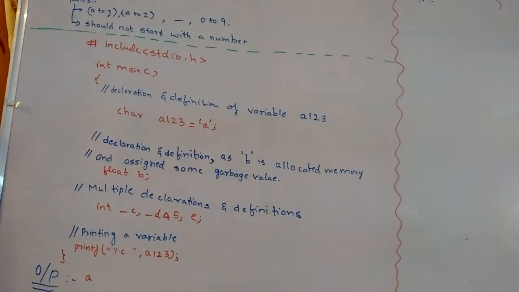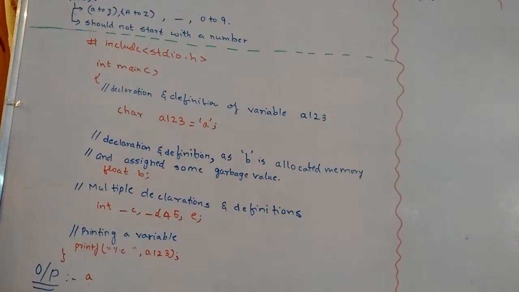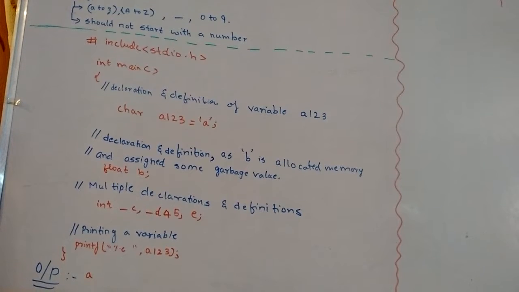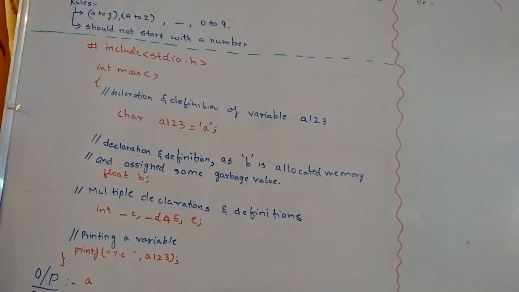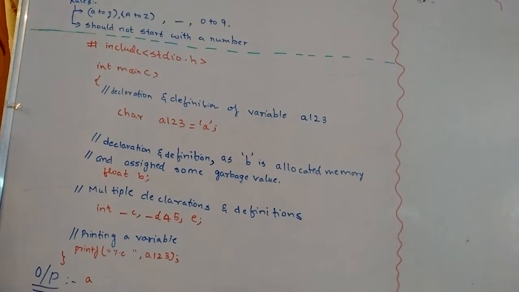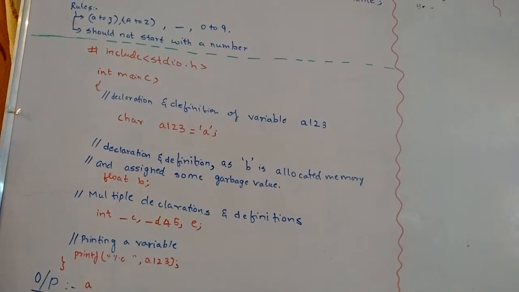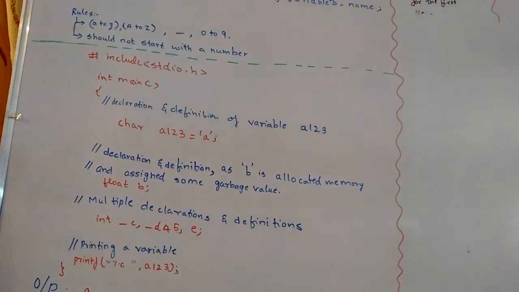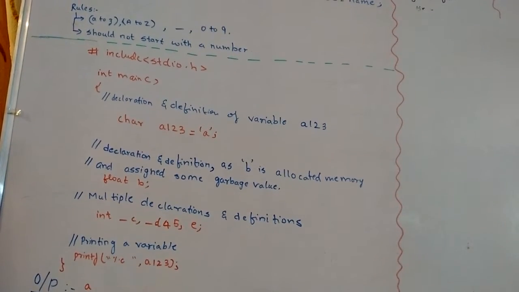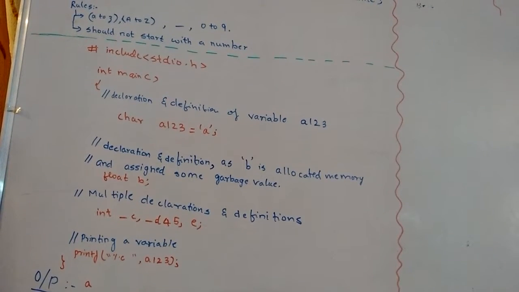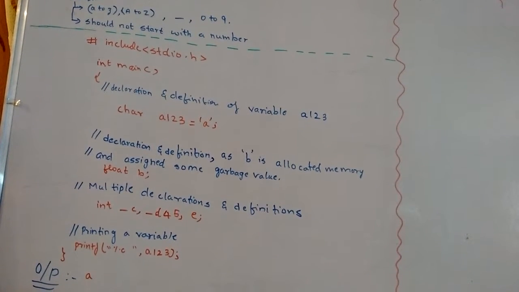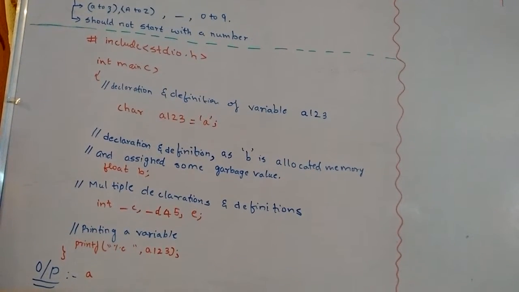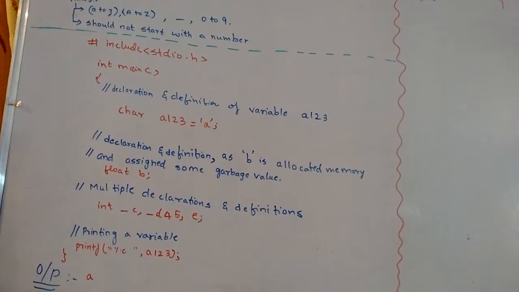So obviously declaration and definition of the variable a123 is done. As we have seen, as soon as char a123 was said, declaration was over. And that variable a123 is assigned a memory location, and also it is assigned a value. Which value? A is assigned to it. So definition is also over. Variable declaration and variable definition is done. Okay, that is what is there in the comment line above.